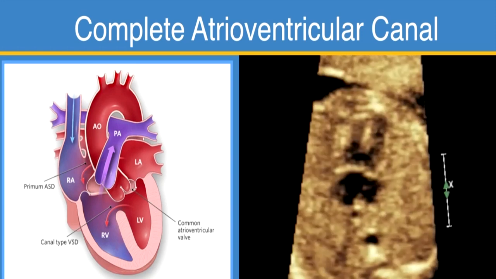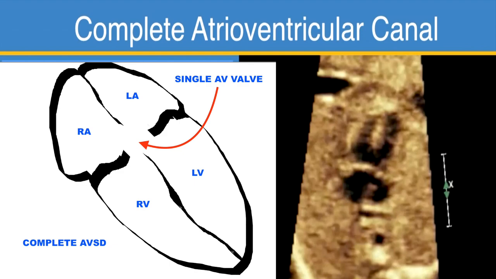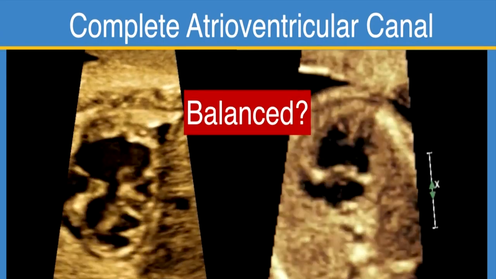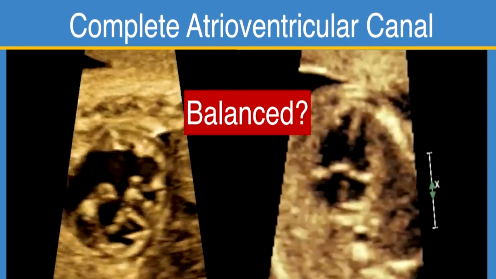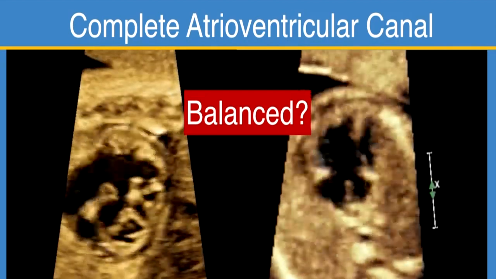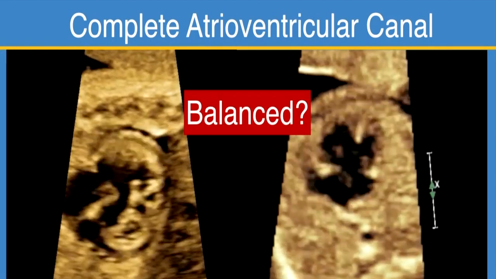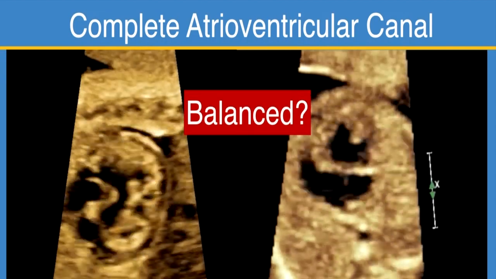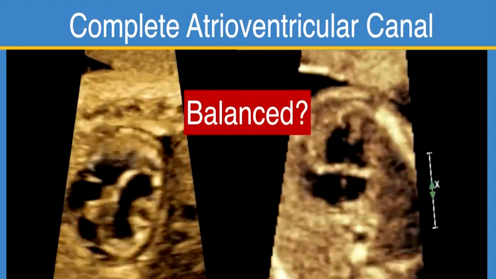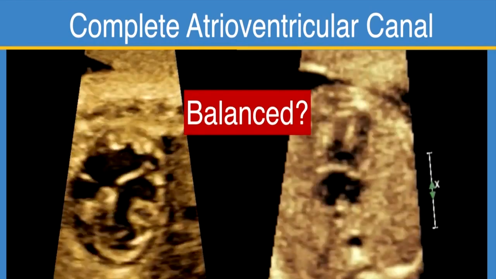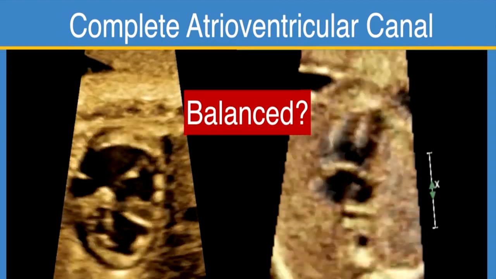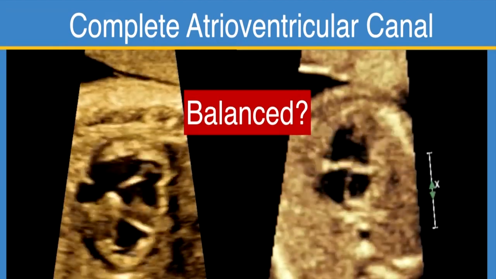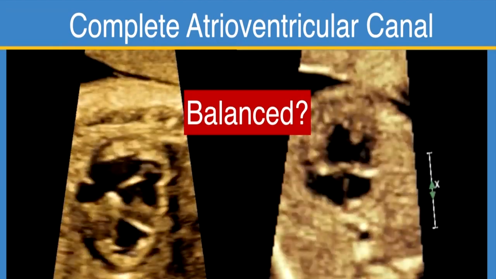Of course, to look at this, we want to look from different views. But to see the AV valves, this is a nice view. So when an AV canal is a complete canal with a large ventricular septal defect, what's very important, the next step from our perspective in terms of looking at the heart, is whether it's a balanced defect. In other words, as I'm scanning, I'm thinking to myself, is this a defect that down the road after the baby's born, maybe around 4 to 6 months of age, the surgeon will be able to septate, close the ventricular septal defect, and have enough tissue to form a tricuspid valve on the RV side and enough tissue to form a mitral valve on the LV side, and are the ventricles going to be adequately formed?